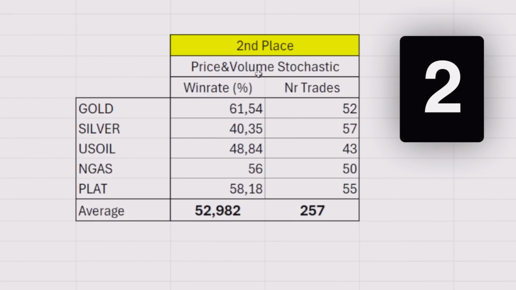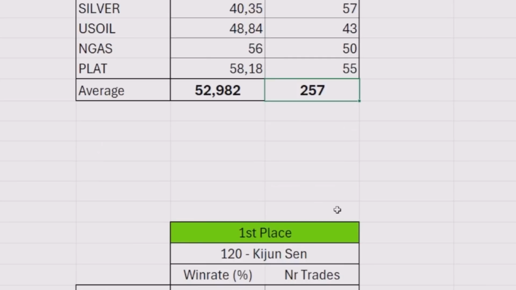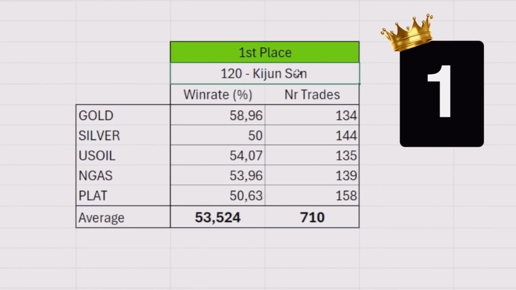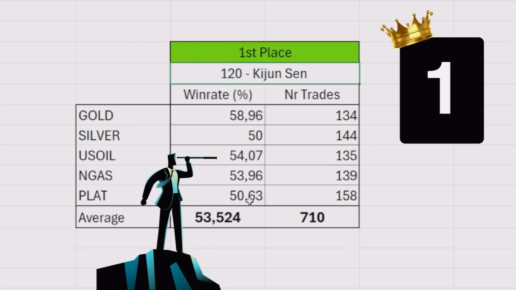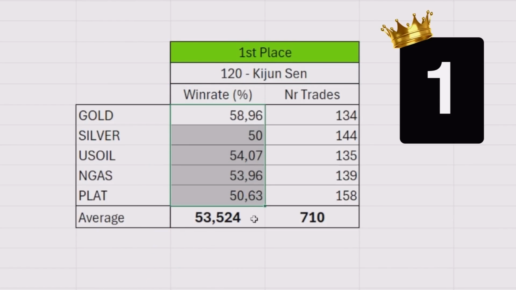In second, we have the price and volume stochastic. It reached almost a 53% win rate, but filtered out too many trades. And finally, in first place, we have the Kijun Sen line from the Ichimoku cloud, set to a 120 length, a surprise winner. The win rate jumped to 53.5% with a healthy trade count and excellent balance.